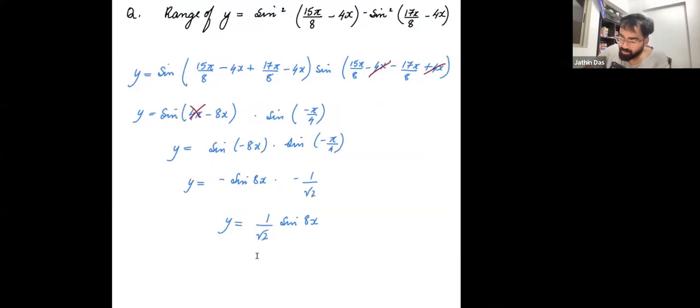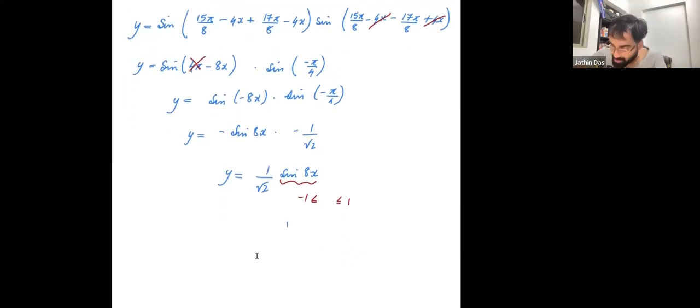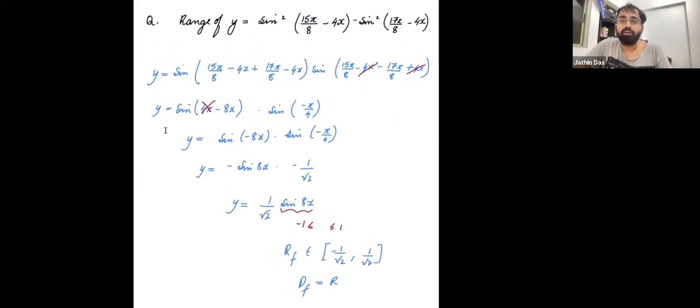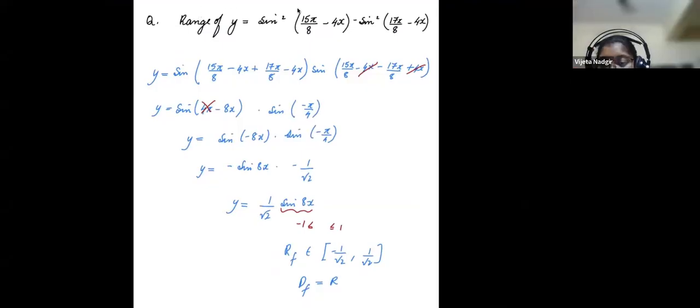So now you know, the range of this is -1 to 1. I am multiplying 1 by root 2 to it. That's all. So range is -1 by root 2 to plus 1 by root 2. Domain is very easy. Clear? Okay.